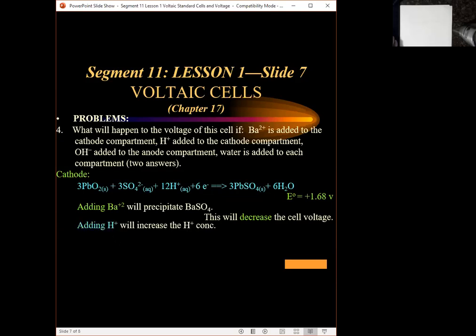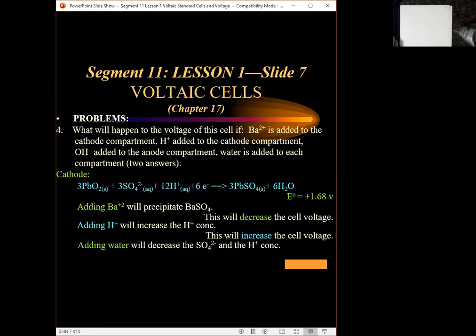Now, if I add hydrogen ion to that compartment, I'll increase the concentration of hydrogen ion, which Le Chatelier says should shift to the right. Since the voltage is positive going to the right, that will cause the voltage to increase. So adding more hydrogen ion would make that reaction more spontaneous.